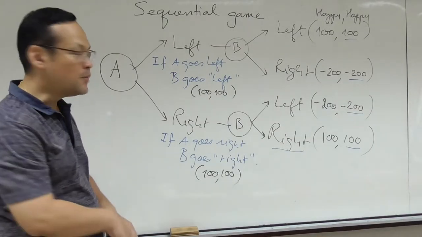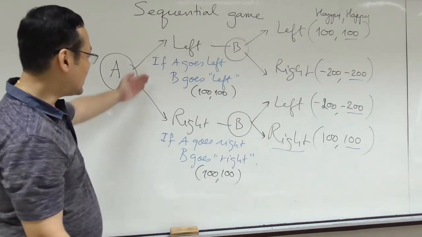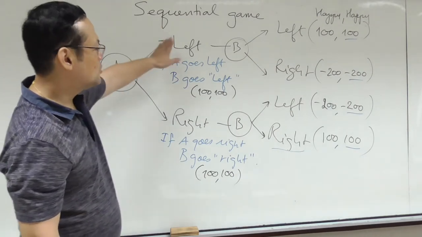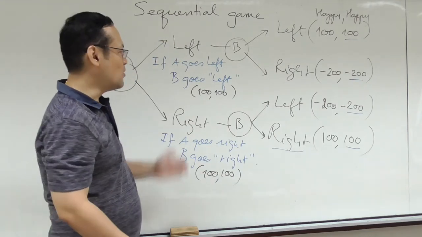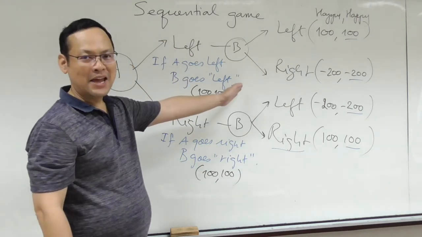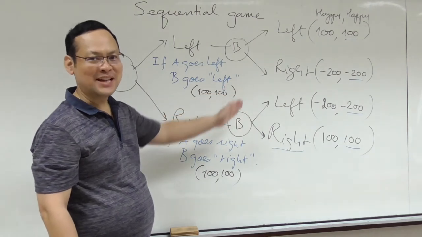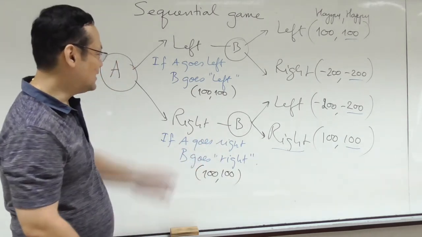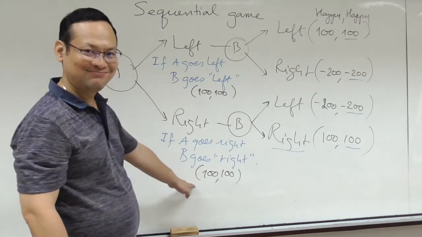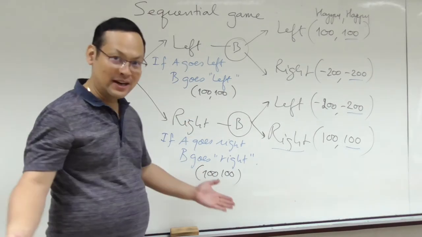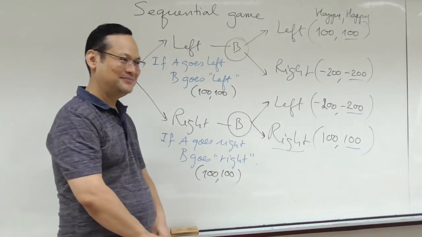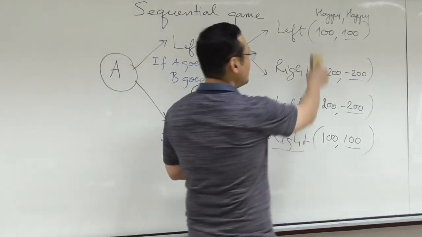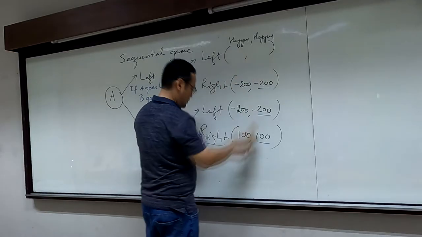Here's a very simple example. And you can ensure that no matter whether A goes to the left or to the right, they don't crash because B will choose a better way to avoid the crash. Simple, easy. And both of them will end up with happiness. 100 and 100 for every situation. But if we change the payoff, think of here, 200 and 200.